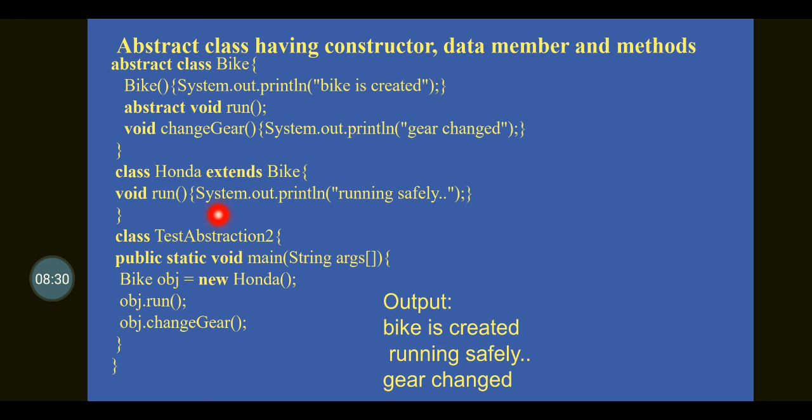Now the memory is instantiated, and obj.run() will call the run method that is defined in the Honda class, that is, running safely will be printed, and then obj.changeGear(), so the gear changed will be printed. Before that, when you call new Honda(), it will call its own constructor.